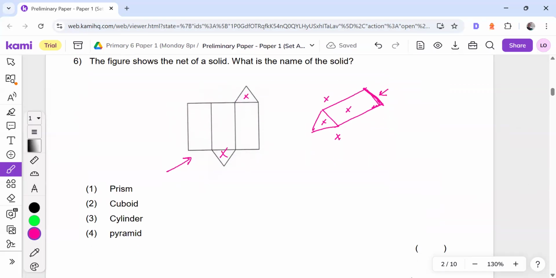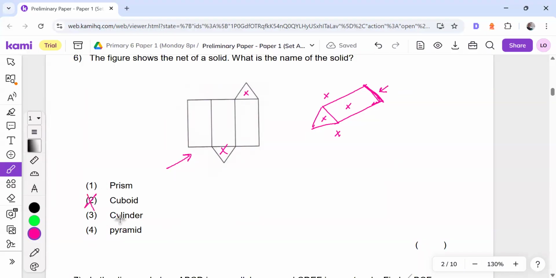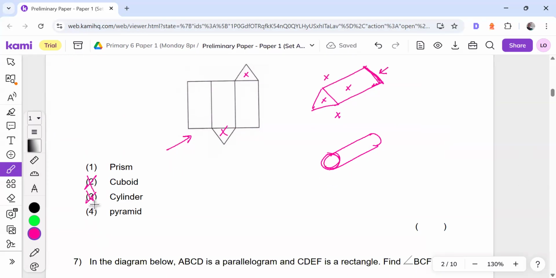It's definitely not a cuboid. Definitely not a cylinder. What is a cylinder? A cylinder is something like this, a circular tube. A pyramid is something like this. Okay, I can't draw a pyramid, I don't know how to, but it's something like that.